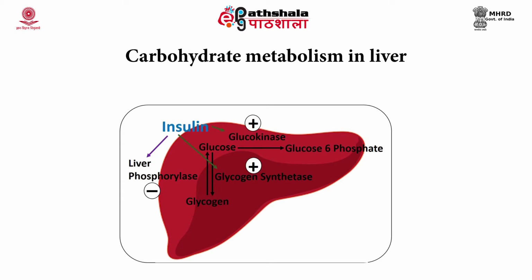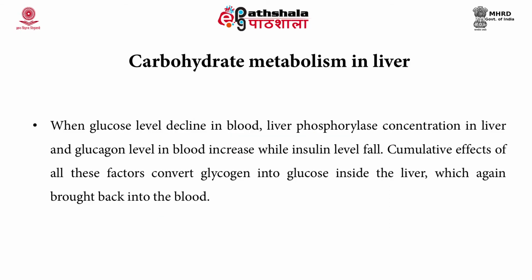Between two meals, the glucose concentration begins to fall in blood. Insulin secretion declines rapidly and liver glycogen is converted back to glucose and released back into the blood. In the liver, insulin inactivates liver phosphorylase, which converts liver glycogen into glucose, and also increases the activity of the enzyme glycogen synthetase. Glycogen synthetase converts glucose into glycogen. Insulin also enhances the activity of the enzyme glucokinase, which causes phosphorylation of glucose inside the liver cell. Once phosphorylated, glucose cannot diffuse back through the cell membrane.